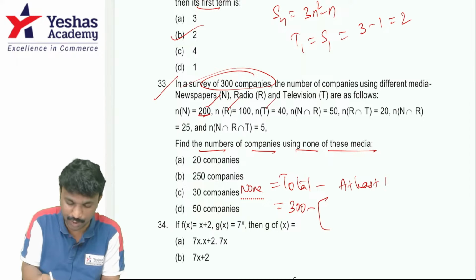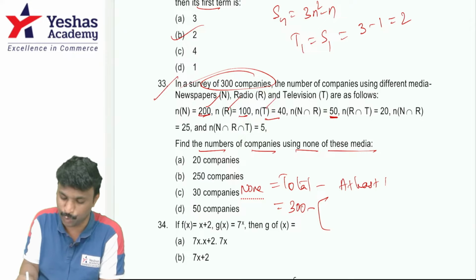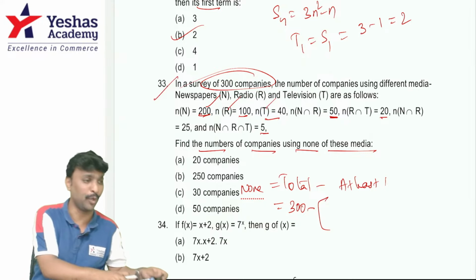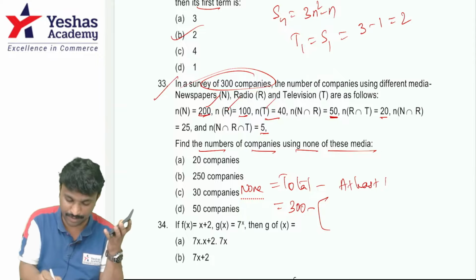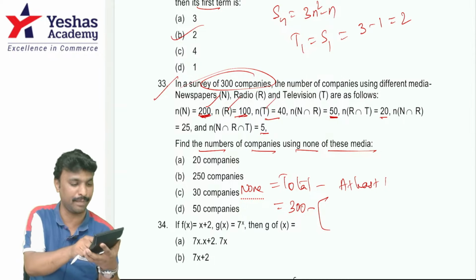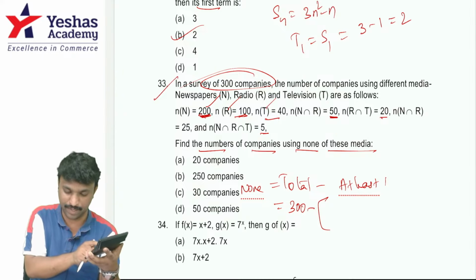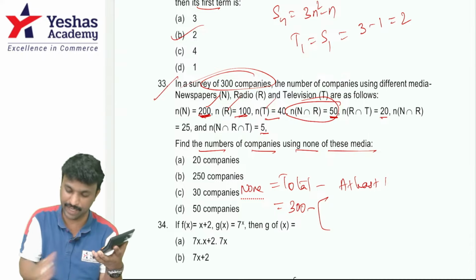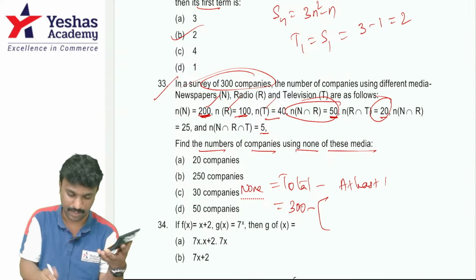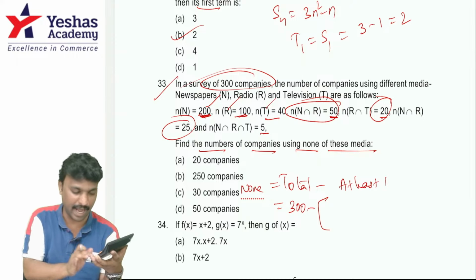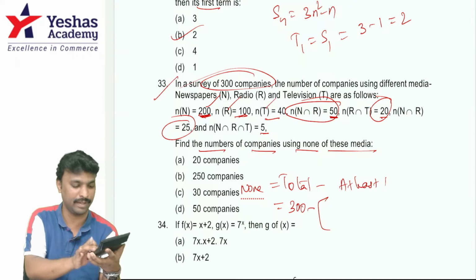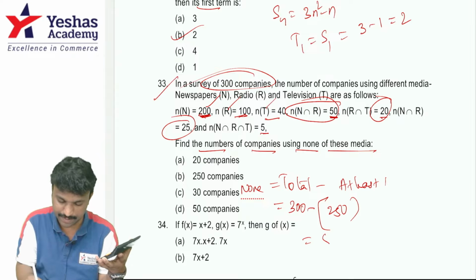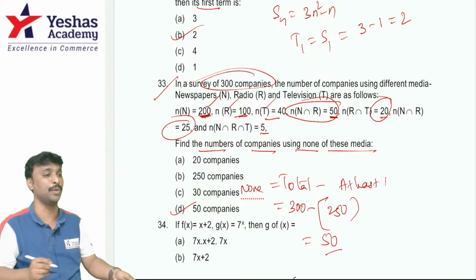Addition theorem means the individual things we have to add, intersection of two things we have to subtract, and intersection of all the things we have to add. Hope you remember that formula, right? So individual things we have to add, that means 200 plus 100 plus 40. Then intersection of two things we have to subtract, minus 50 minus 20, then minus 25, then add 5. So it is 250, right? And the result is 50 companies. 50 companies use none of this.